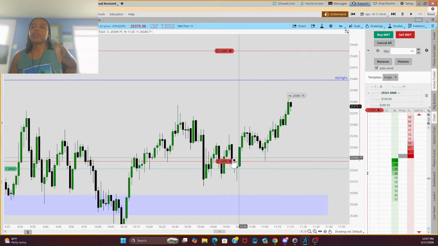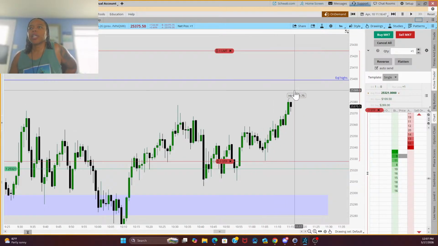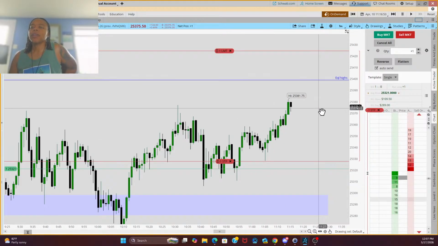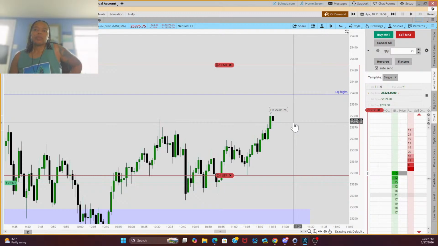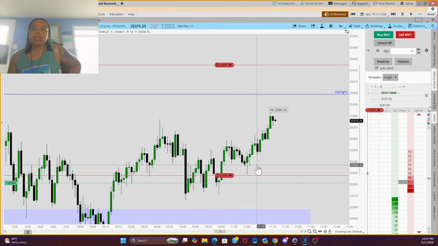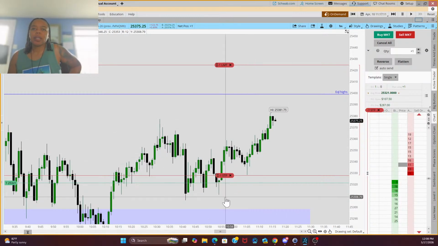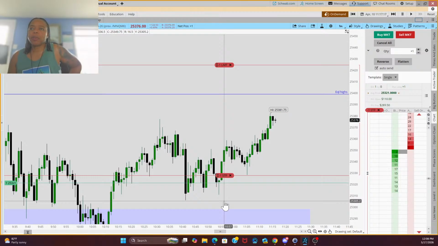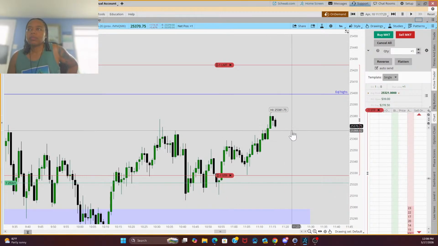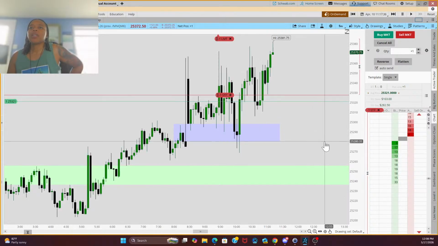So we've tapped into this and we're climbing. The equal highs up here. Honestly, could have taken it here or here and then stopped down here. It might be a 2 micro trade. All right, let's go back up to the 5 minutes.